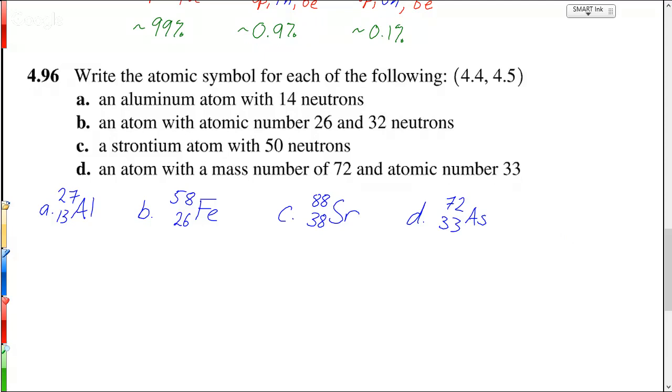So going back to an aluminum atom with 14 neutrons, do we have it over 13? Right, because the atomic number for aluminum is 13. If you look up aluminum on the periodic table, it's number 13. And then what is it? 14 neutrons. So 13 protons and 14 neutrons added together is 27. And so the mass number is 27. You put those together.